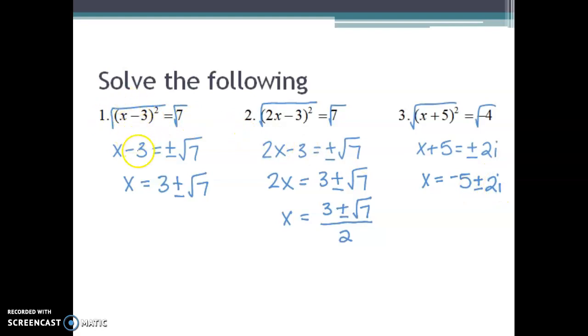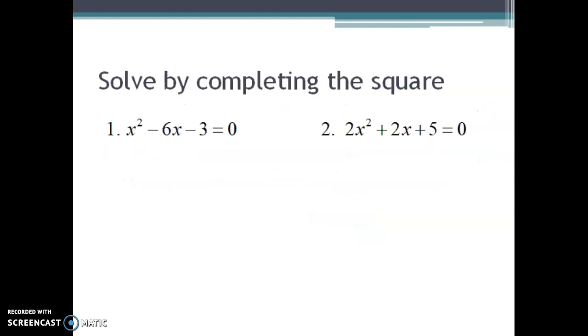So we know how to solve quantities that have squares in them. And so that's the idea with completing a square. We would like to get some quantities that are squared so then we can just square root both sides. And so that gives us another method for solving quadratics. So let's look at an example.